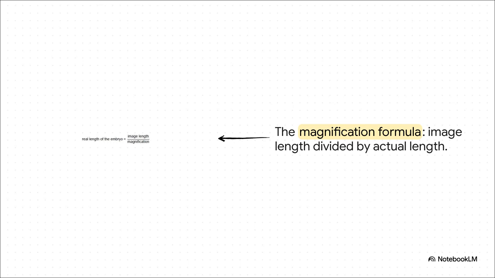Now, once we get these cells under a microscope, we need to know exactly how much we've blown them up. To figure that out, we use the magnification formula. You just take the size of the image you're looking at and divide it by the actual real-world size of the object. But here's the absolute crucial point. Before you do that math, you have to make sure your units match perfectly. You can't mix centimeters and millimeters, or your answer is going to be wildly off.